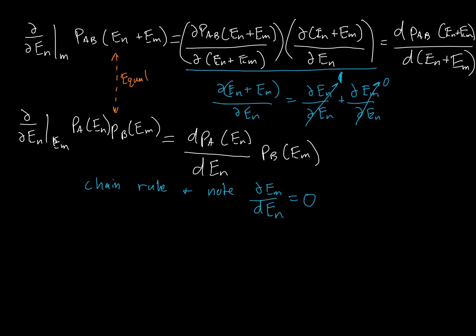So basically it's first times derivative of second, second times derivative of first. One of those happens to go away because En is not at all related to Em. That's what that expression is saying.